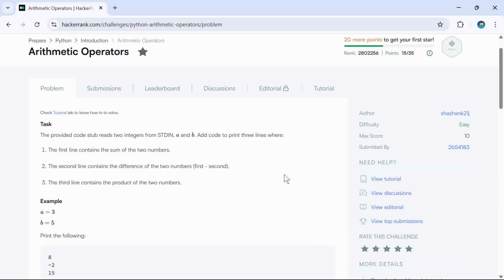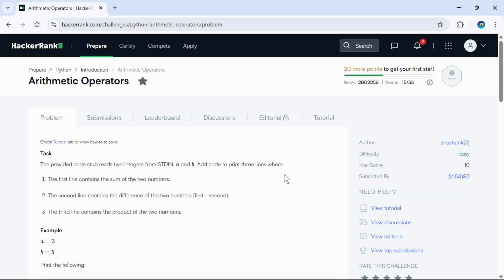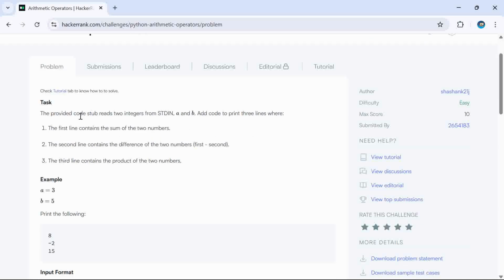In this video we will be learning about the next HackerRank challenge, which is arithmetic operators. So let's read the task. The provided code stub reads two integers from standard input, A and B. We need to add code to print three lines, where the first line contains the sum of the two numbers, the second line contains the difference of the two numbers, first minus second, and the third line contains the product of the two numbers.